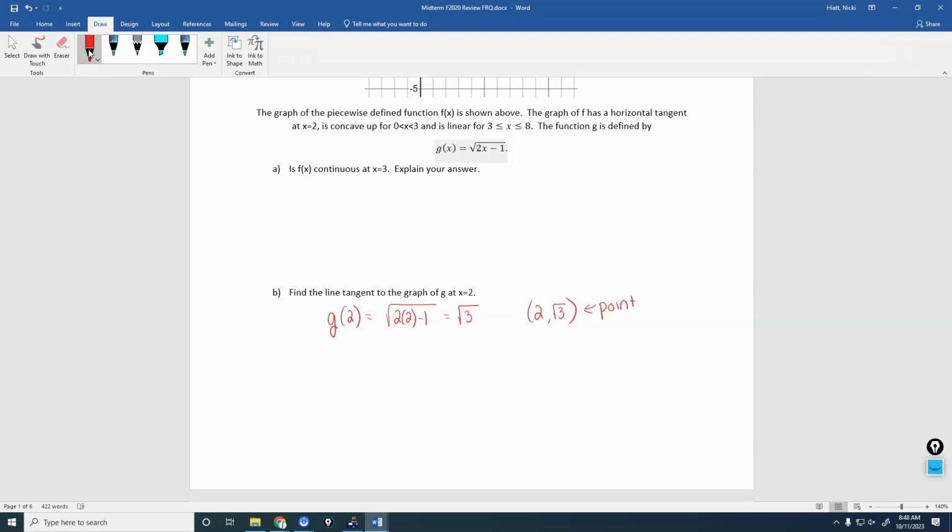Now, for this particular problem, g of x is the square root of 2x minus 1. We do not know how to find that by hand yet. So, since we don't know how to find that by hand yet, we would use our calculator to find g prime of 2.